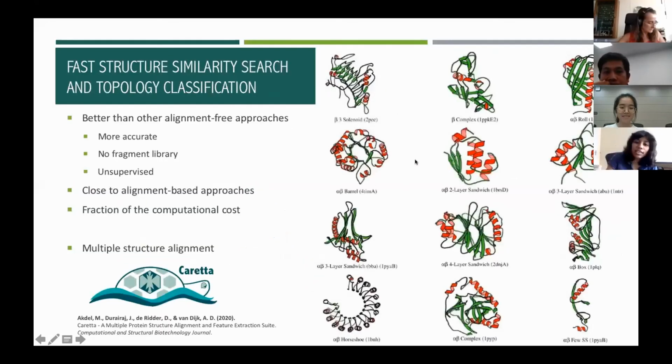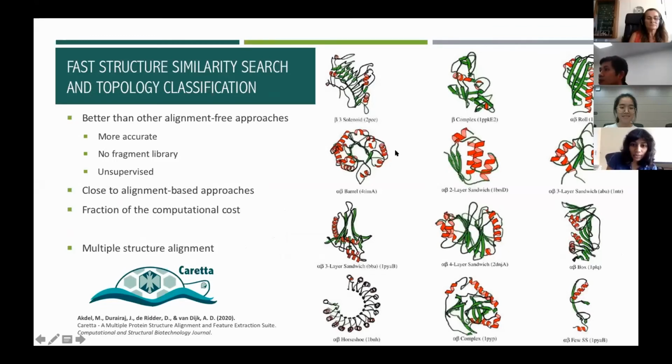Another application is in structure similarity search. So on the right are just a few of the many topologies that proteins take. And in some applications, it's really useful to be able to find similar topologies to a query protein. For instance, if you want to look at different templates or you want to compare functions.